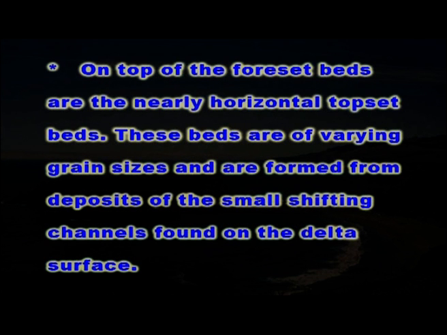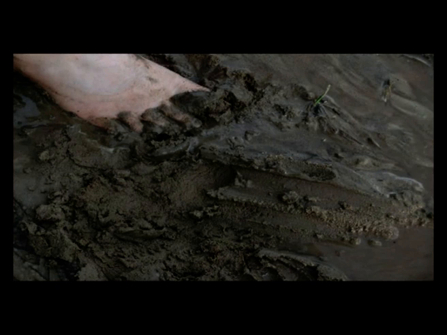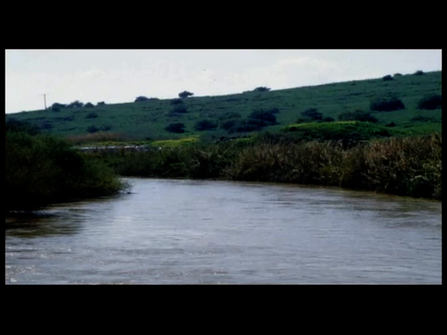On top of the foreset beds are the nearly horizontal topset beds. These beds are of varying grain size and are formed from deposits of small shifting channels found on the delta surface. In front and beneath the foreset beds are the bottomset beds. These beds are composed of fine silt and clay. Bottomset beds are formed when the finest materials are carried out to sea by the stream flow.